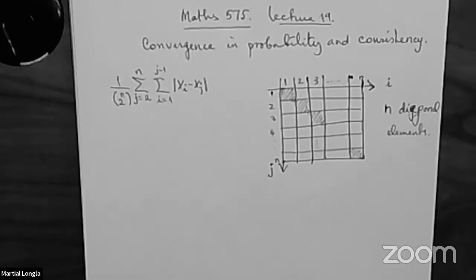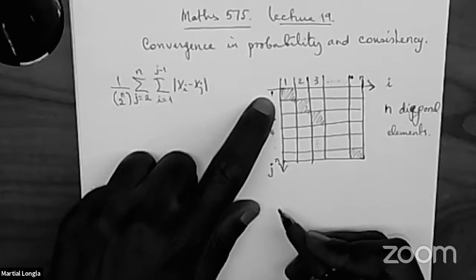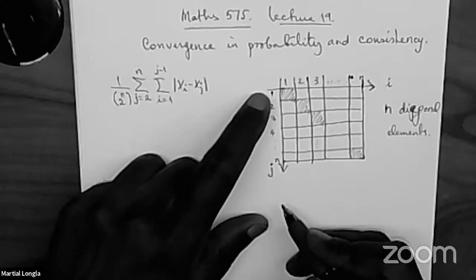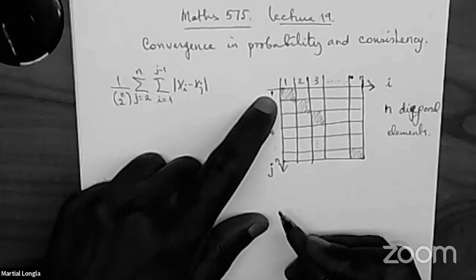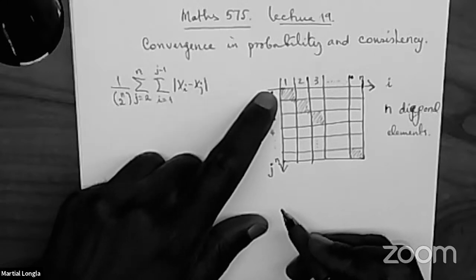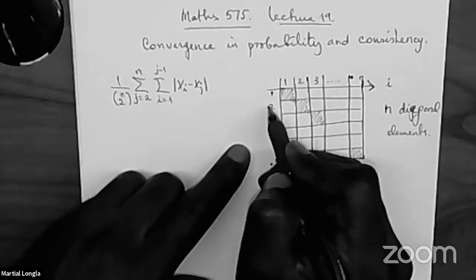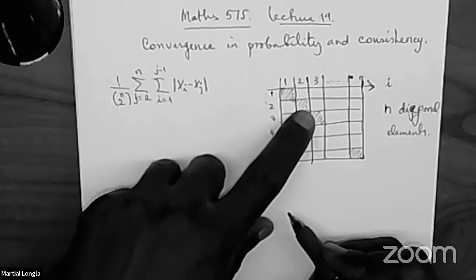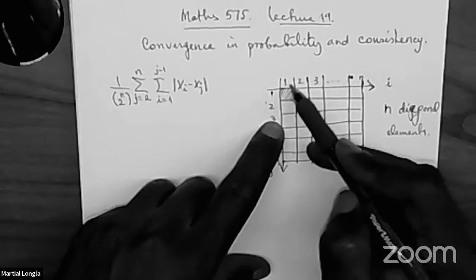And we say once we fix j, i goes from 1 through j minus 1. And we fix j starting from 2, right? So we fix j starting from here. And i goes from 1 to j minus 1, which is here. If I fix j equals 3, i goes from 1 through 2, right?